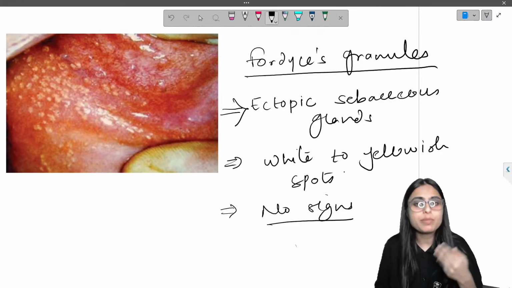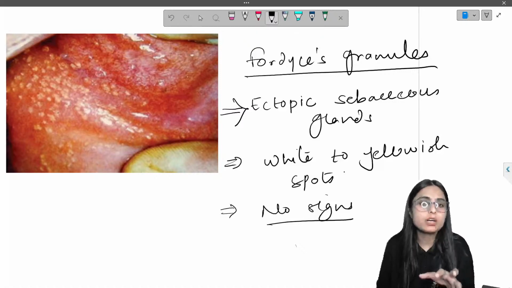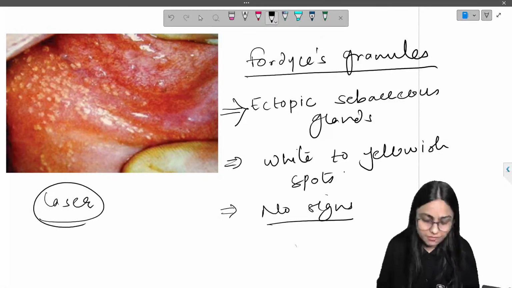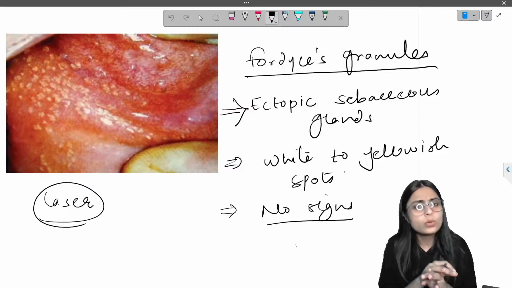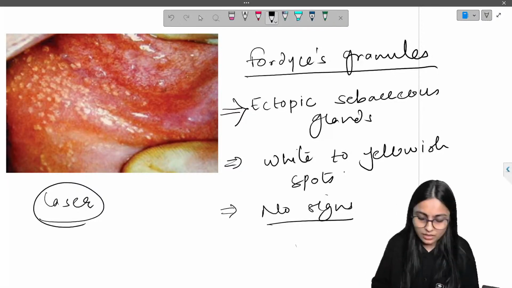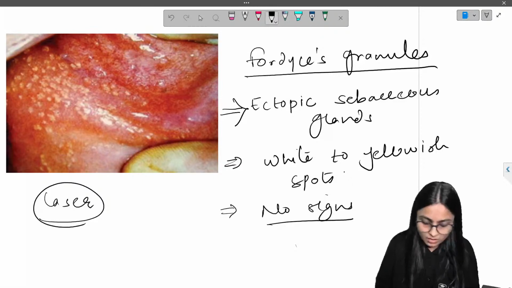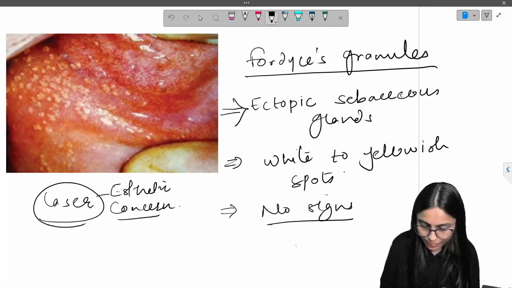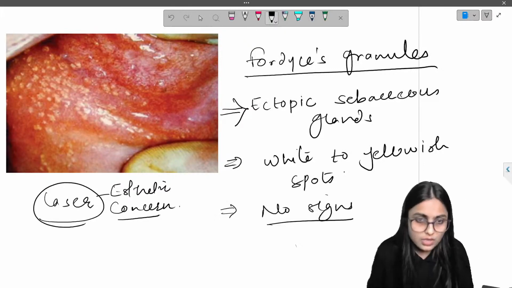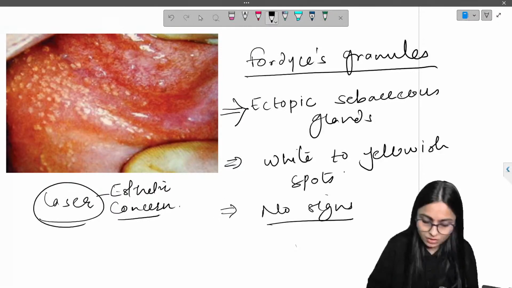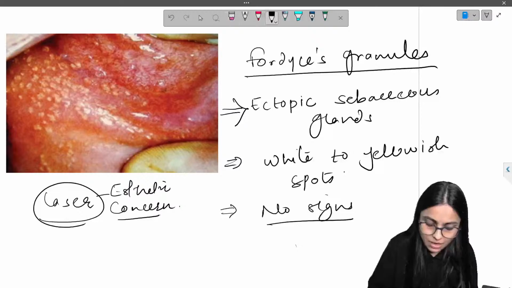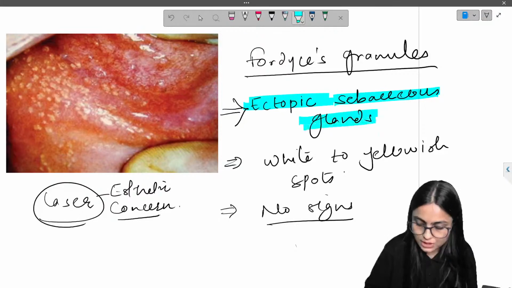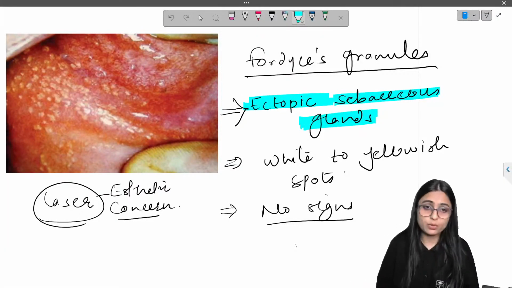Okay, and if patients have an aesthetic concern, then they can undergo laser therapy. So with laser they can get it removed if there is an aesthetic concern. Otherwise, there is no need for treatment. All right. So these are Fordyce's granules. Very important. Can be asked. For Fordyce's granules mainly they'll ask about ectopic sebaceous glands.